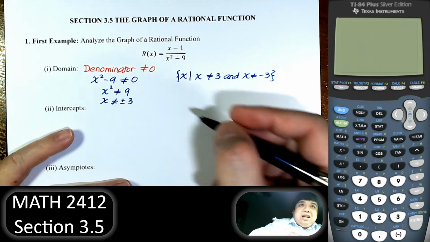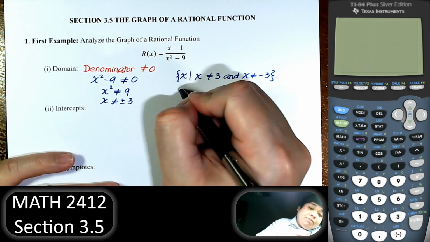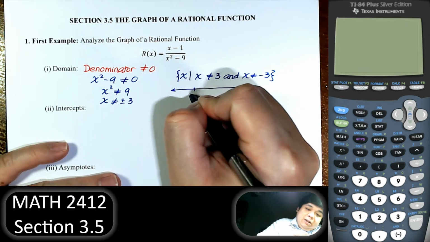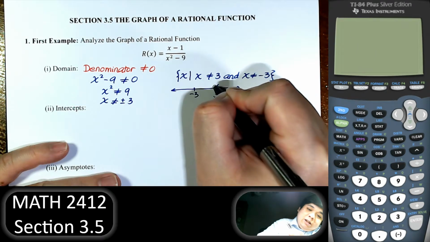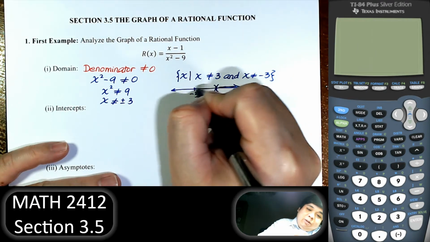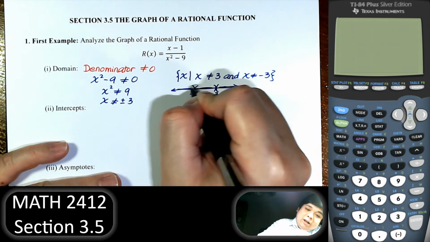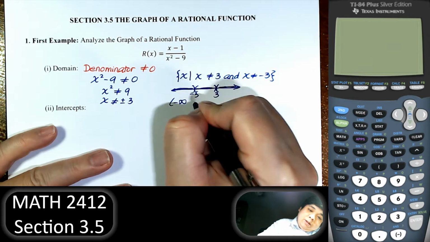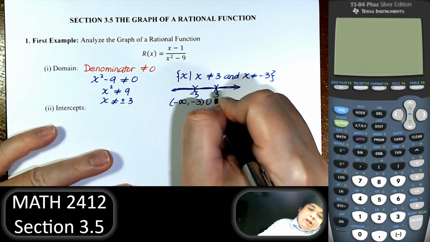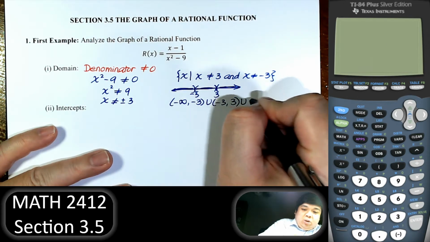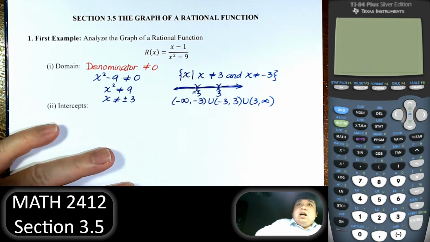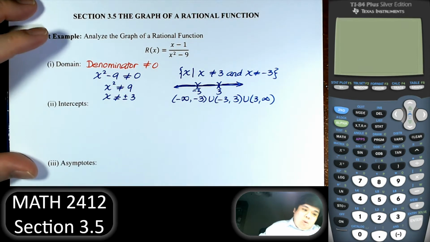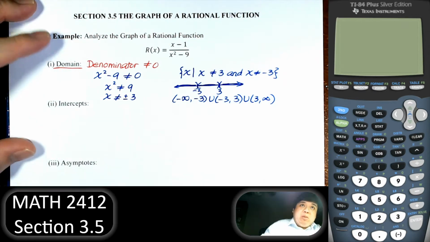That is set builder notation, or we can write everywhere except negative 3 and 3. So negative infinity to negative 3, negative 3 to 3, and 3 to infinity. It's not including 3 or negative 3. So any of this is fine. That is where the domain is, where the denominator is not equal to 0.